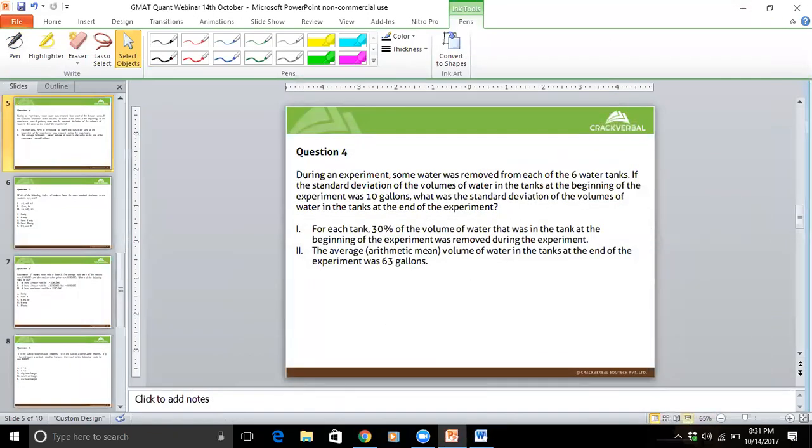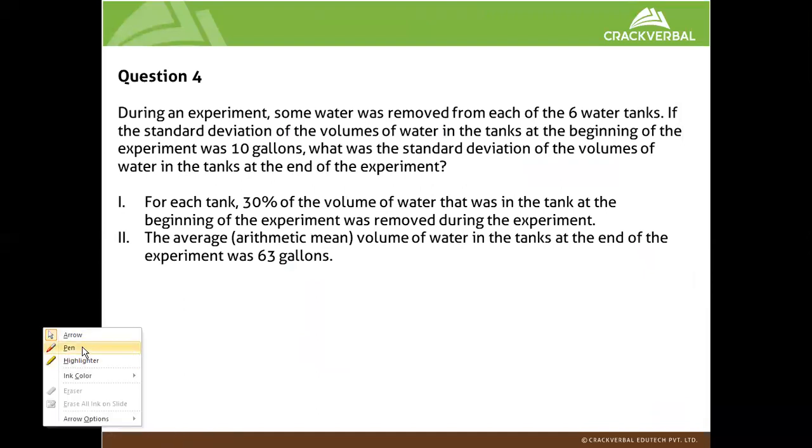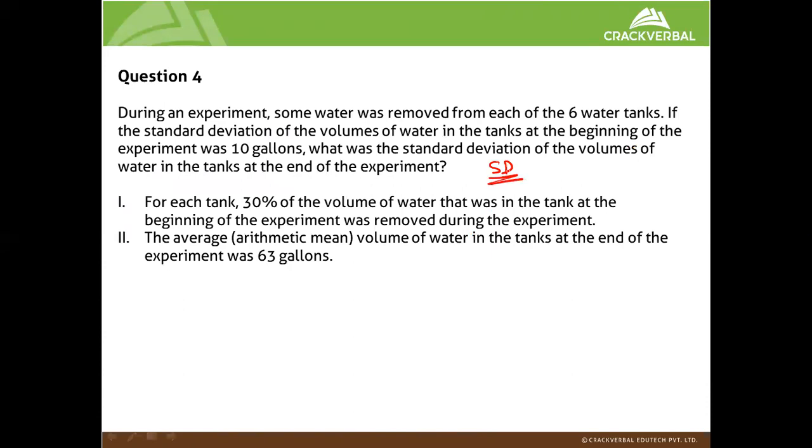So coming to this question, what did the question tell you here? The question said, during an experiment, some water was removed from each of the 6 tanks. If the standard deviation of the volumes of water in the tanks at the beginning of the experiment was 10 gallons, what was the standard deviation of the volumes of the water in the tanks at the end of the experiment? So I need to find out, if I have an initial standard deviation, I know that the standard deviation is 10 gallons at the beginning. What is the standard deviation at the end of the experiment, right?